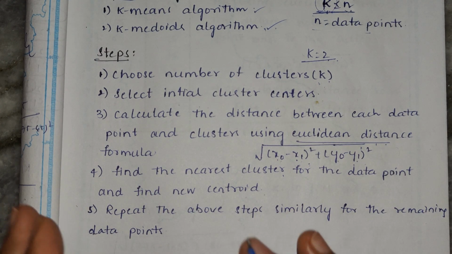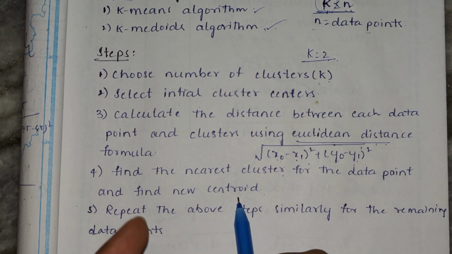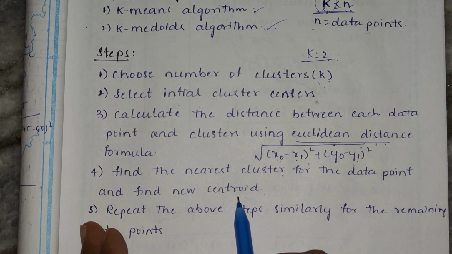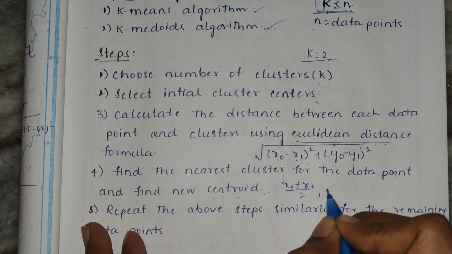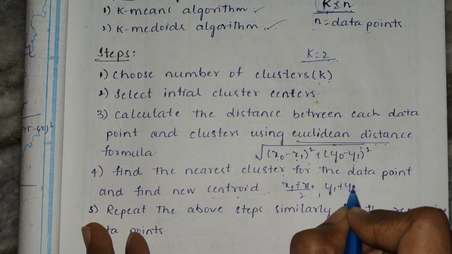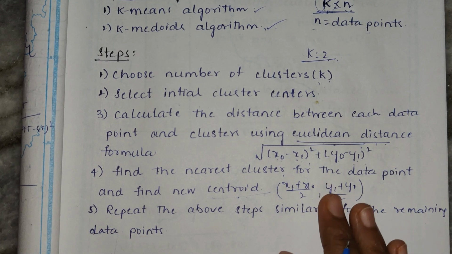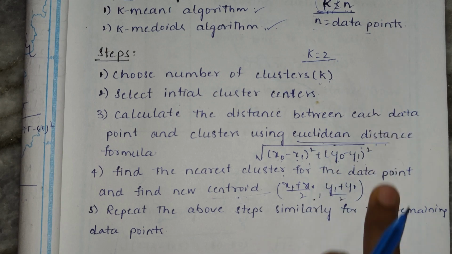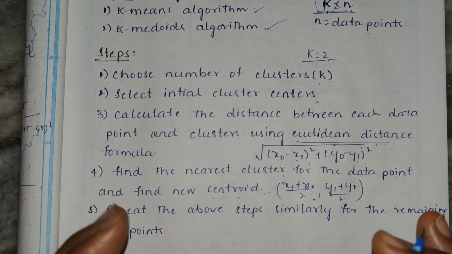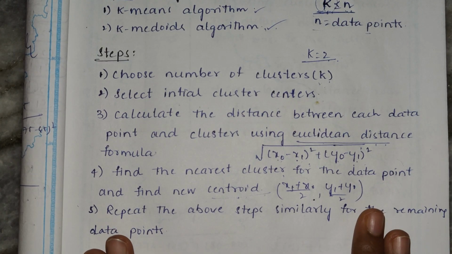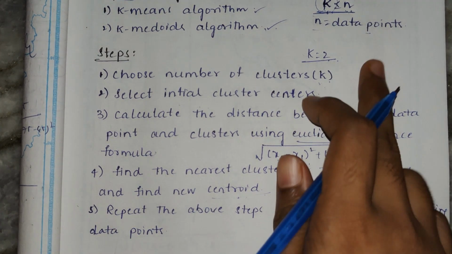Understood? And after that we find the centroid for the new data point and the cluster center. Understood? The centroid formula is nothing but (x1 plus x0) by 2 comma (y1 plus y0) by 2. Understood? And this will be our next cluster value. Understood? And we repeat the above steps similarly for the remaining data points, and we categorize the groups. Understood? These are the steps in the k-means algorithm. Now we will do an example problem, and in that problem you will understand all these steps.